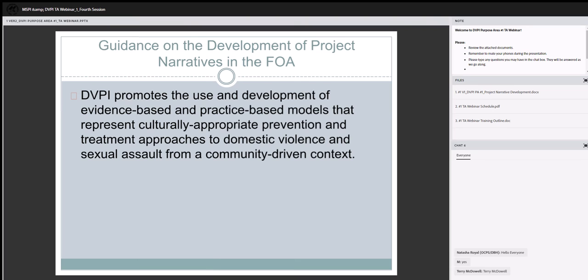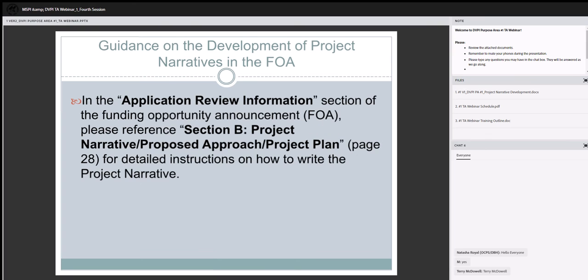DVPI promotes the use and development of evidence-based and practice-based models that represent culturally appropriate prevention and treatment approaches to domestic violence and sexual assault from a community-driven context. In the application review information section of the funding announcement, refer to section B, page 28, for detailed instructions on how to write the project narrative. So just follow the instructions. It'll go through what the objectives are, and you should be good.